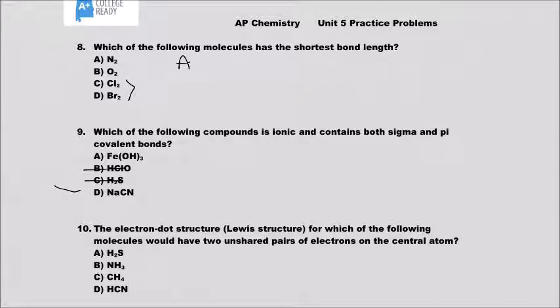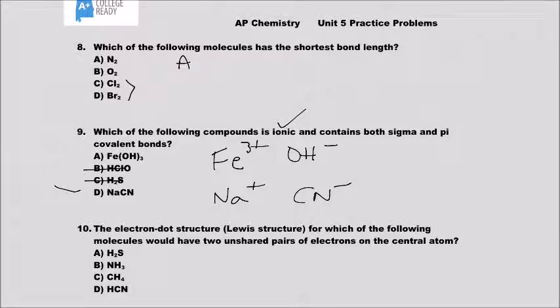If I split this up into ions, I know this is Fe3+ and hydroxide. And then I know that this is sodium ion and cyanide. So A or D both have the ionic characteristics, but do they both have sigma and pi covalent bonds? So that's when I need to look at the polyatomic ion. If I draw hydroxide as a polyatomic ion and I draw cyanide as a polyatomic ion, I'll realize that the only correct answer is going to be D, because in D, cyanide has a triple bond, so it has the pi characteristics. Hydroxide, remember, hydrogen can only form one bond, and that would be a sigma bond.